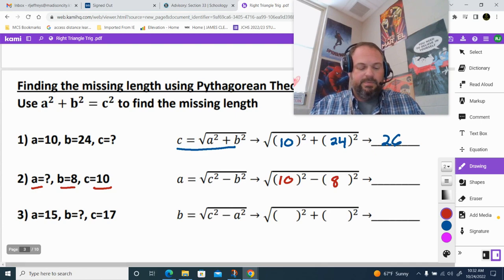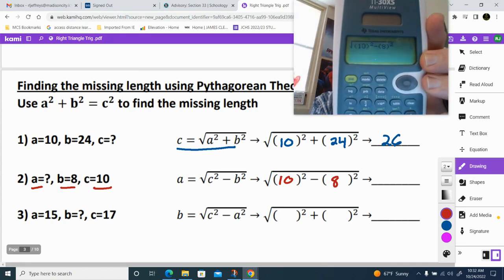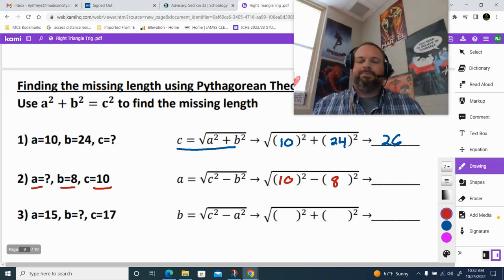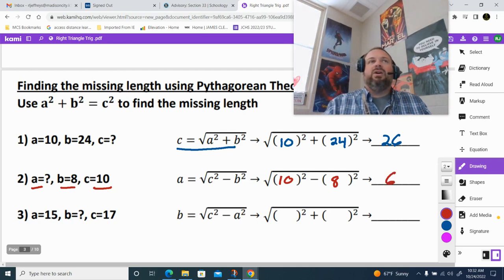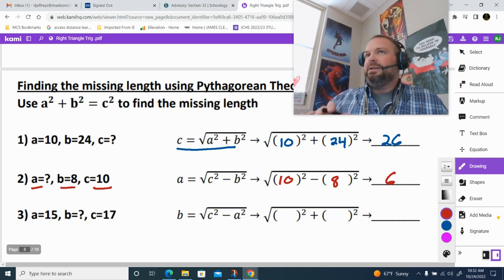Minus. Okay, so just like this, I would get 6. And we'll have a whole discussion about Pythagoras off camera because there's some really neat things y'all need to know about him.